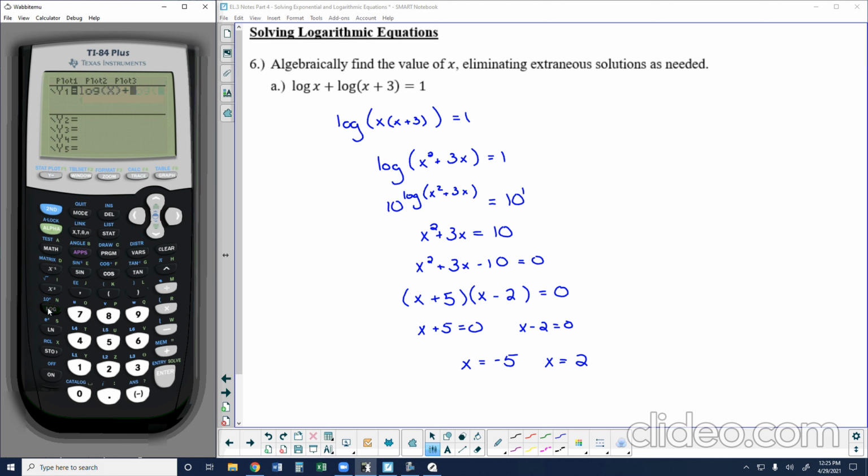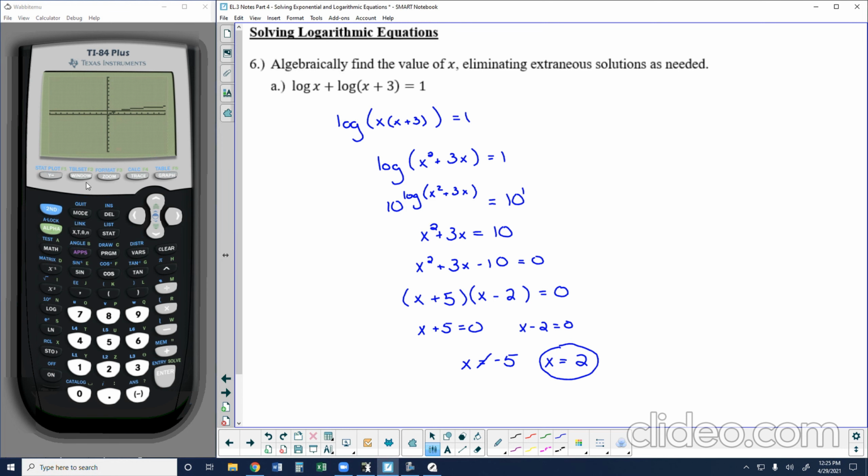So if I were to look at the graph of this, I put in the left side of the equation, and I put in y equals 1, and I'm going to go ahead and graph. We're going to see that there's one intersection, and based on where this intersection lies, I can assume that this value is 2, and that negative 5 is extraneous.